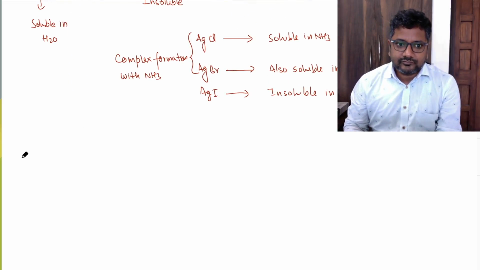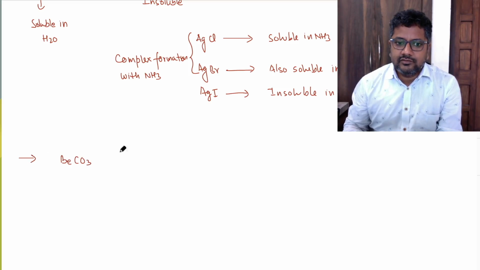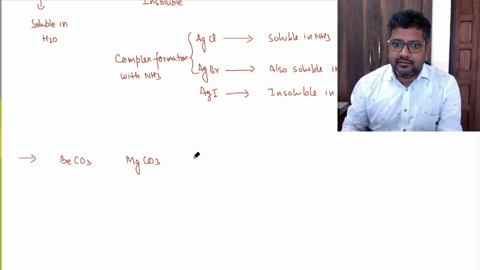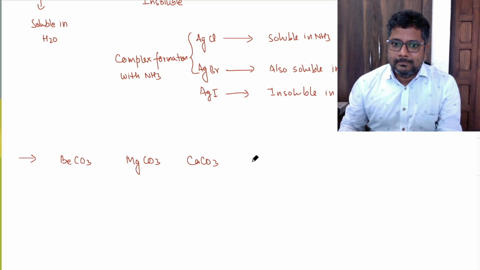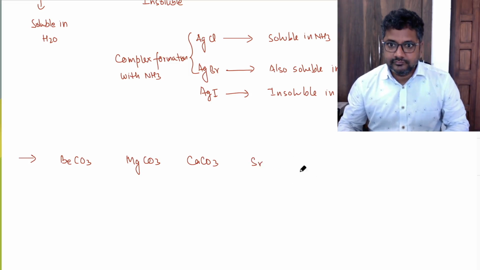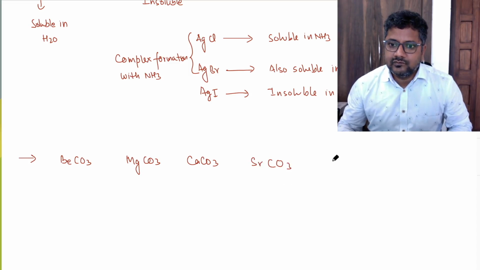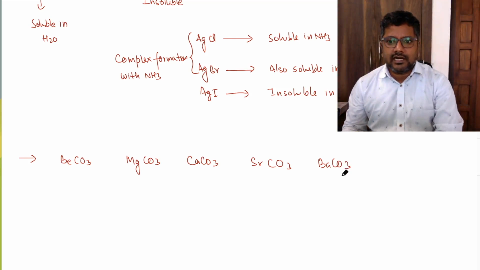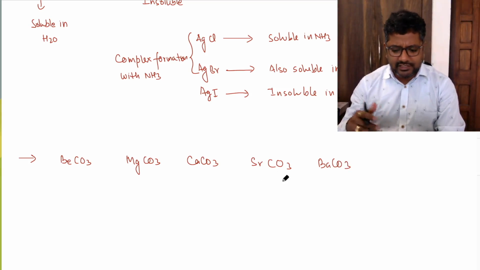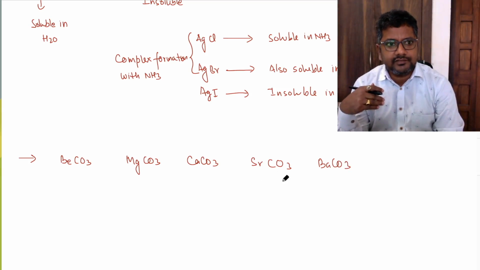One more thing, suppose that it is given BeCO3, MgCO3, CaCO3, SrCO3, and BaCO3. So all these carbonates are thermally unstable. They decompose at different temperatures, right?